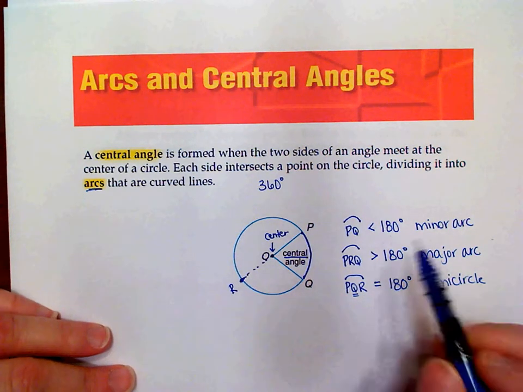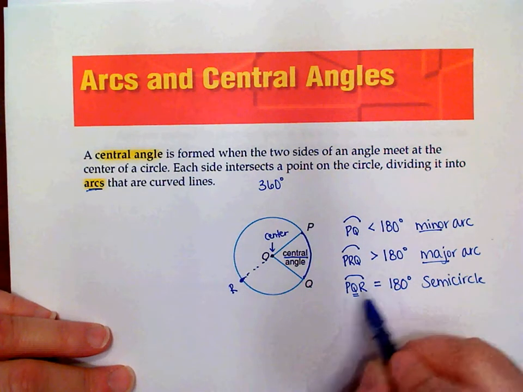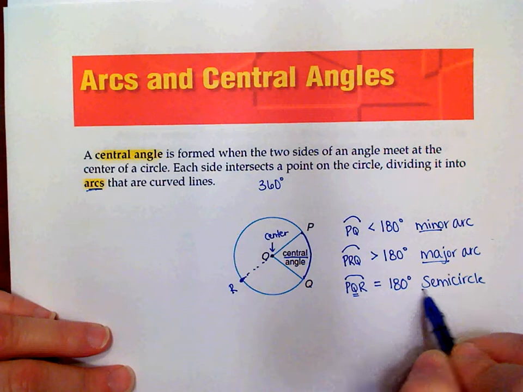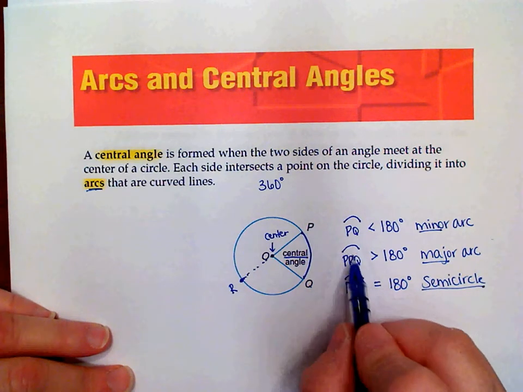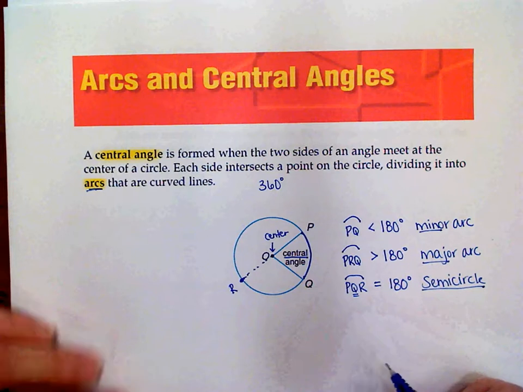So less than 180 is a minor arc, greater than 180 is a major arc, and equal to 180 is a semicircle. You have to use 3 letters when naming a major arc or a semicircle, but you can only use 2 when naming a minor arc.